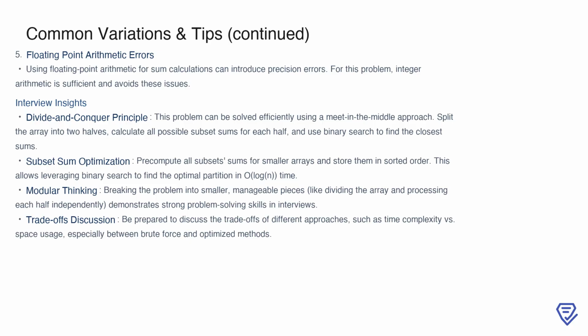Now, let's discuss some key insights relevant to interviews. The divide and conquer principle is central to solving this problem efficiently. By splitting the array into 2 halves, calculating all possible subset sums for each half, and then using binary search to find the closest sums, we can leverage the meet-in-the-middle approach for optimal performance. Pre-computing and sorting subset sums for smaller arrays is another powerful optimization. This allows binary search to efficiently find the best partition in logarithmic time.